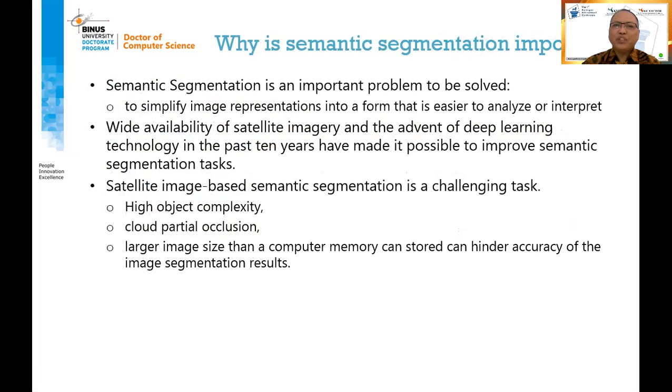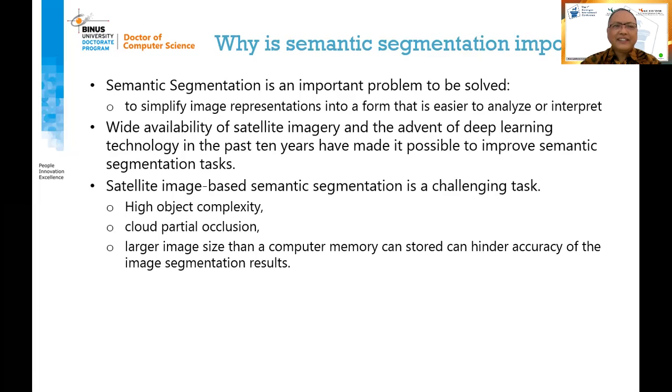Semantic segmentation is an important problem to be solved in Geo-AI, or Geospatial Artificial Intelligence, because it can simplify image representation into a form that is easier to analyze or interpret. There are some factors contributing to the increasing research interest in semantic segmentation using satellite images, including the wide availability of satellite imagery and the advent of deep learning technology in the past 10 years.